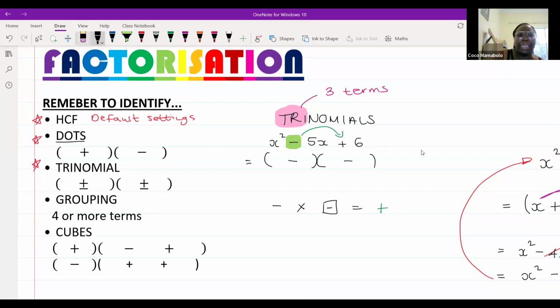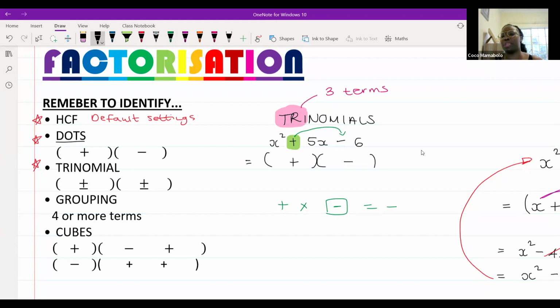Let's switch it up again. I'm going to put a plus here, and I'm going to put a minus there. Automatically, one of my brackets must have a plus. Now, what do I need to multiply a plus with to get a minus? A plus times what equals minus? That's it, correct. So I know that I need a minus. So my second bracket must have a minus.